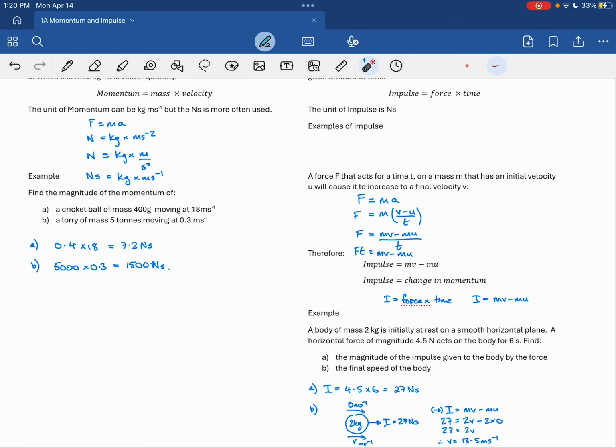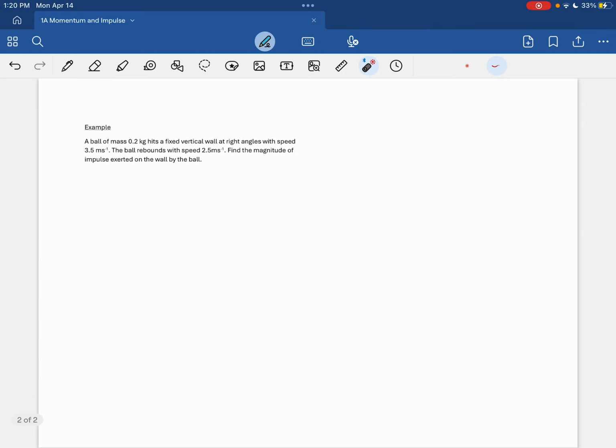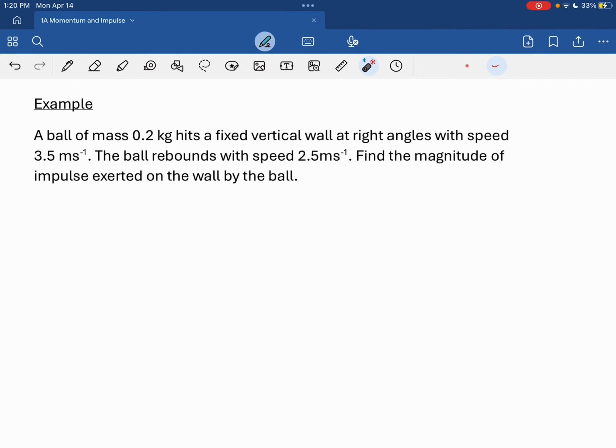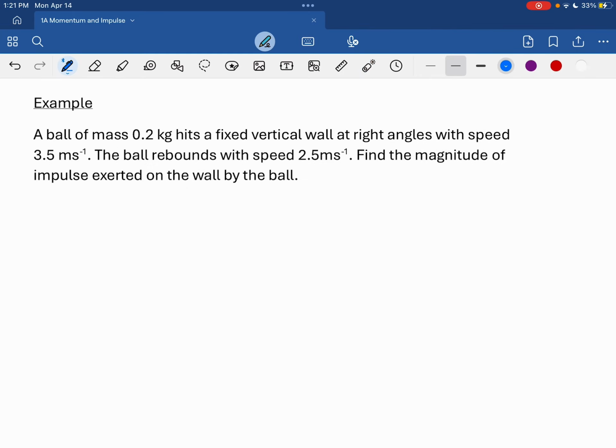So let's take a look at one last example. So here we have a ball of mass 0.2 kilograms that hits a fixed vertical wall at a right angle with a speed of 3.5 meters per second. The ball rebounds with a speed of 2.5 meters per second. And we want to find the magnitude of the impulse exerted on the wall by the ball.